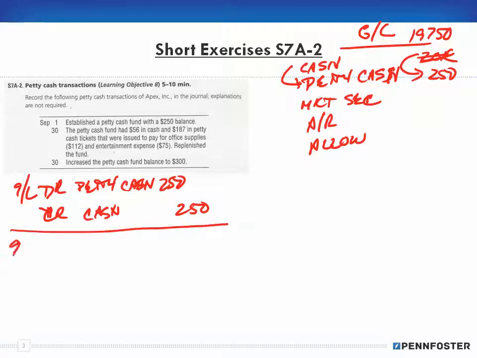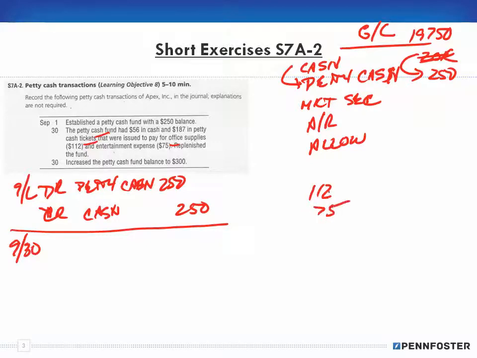Okay, 9.30. The petty cash fund has $56 in cash and $187 in petty cash tickets that were issued to pay for office supplies of $112 and entertainment expense of $75. These petty cash tickets are basically receipts. You can get a petty cash book and every time you take cash out, you'd write a petty cash ticket and staple the receipt to it, or you can just put the receipts in the box. It doesn't matter which way you do that. But we have two of them, one for 112 and the other for 75.